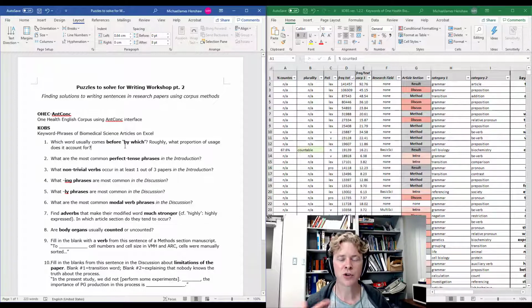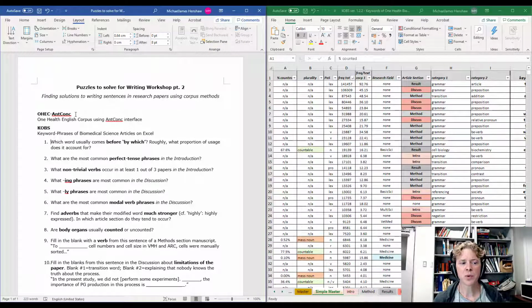So I'm going to try to show you the way that I think is useful, but there might be other options. The two products that we're going to use are the One Health English corpus using AntConc interface and KOBS, the keywords, phrases of biomedical science articles through Excel.